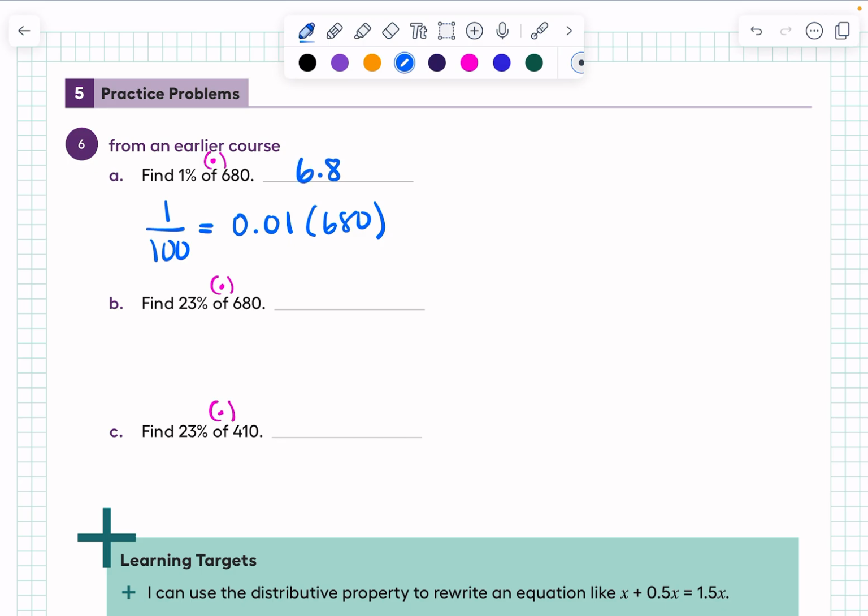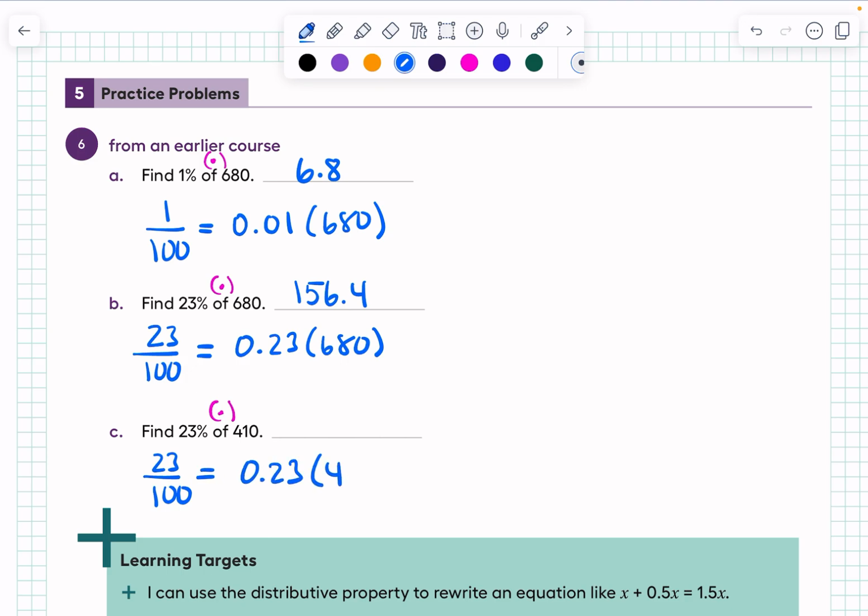Just going to put that right there. Now 23% of 680, so I'm going to do 23 divided by 100 to get the decimal, which is 0.23 times 680, because again, of means to multiply, so 0.23 times 680 is 156.4. And we already know that 23% as a decimal was 0.23. Well, we're going to do times 410. And 0.23 times 410 is 94.3.